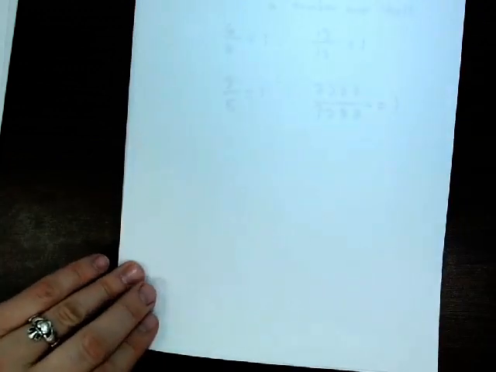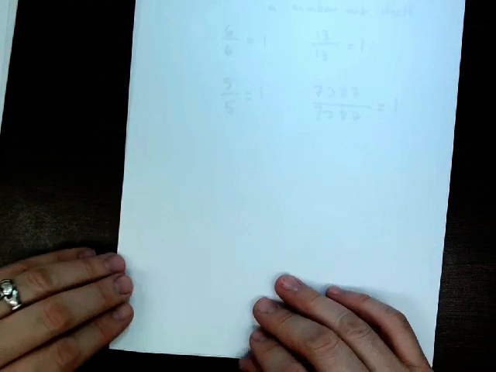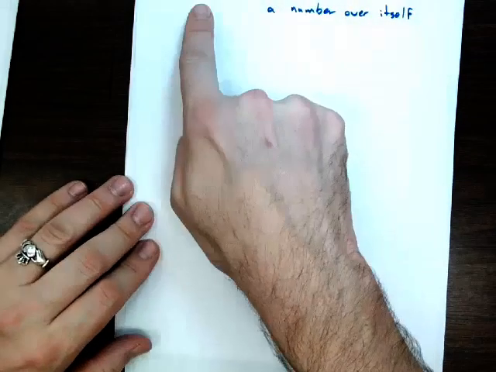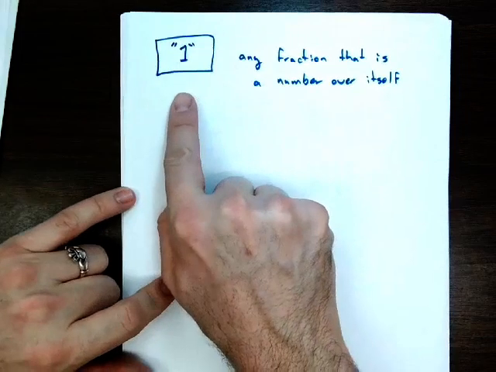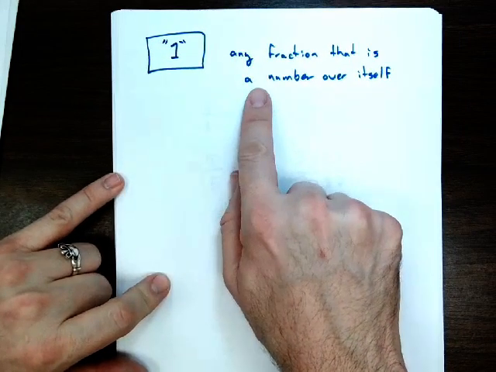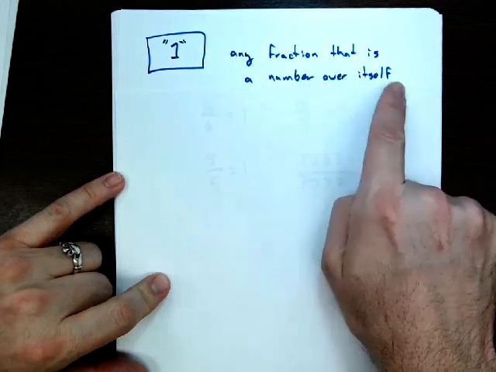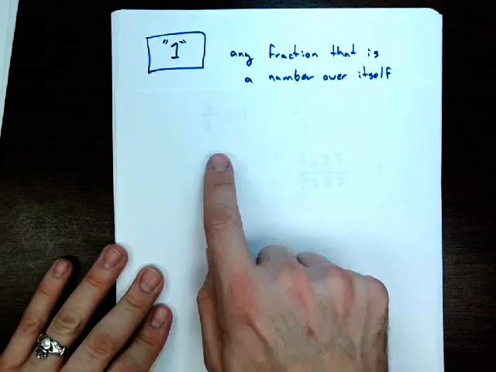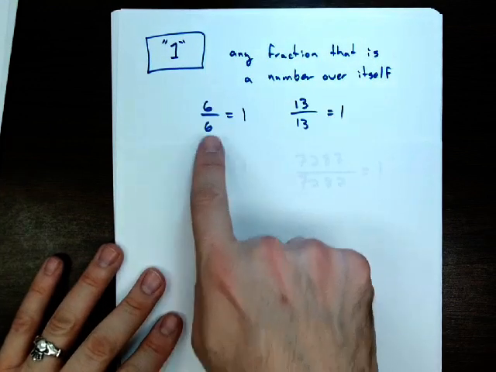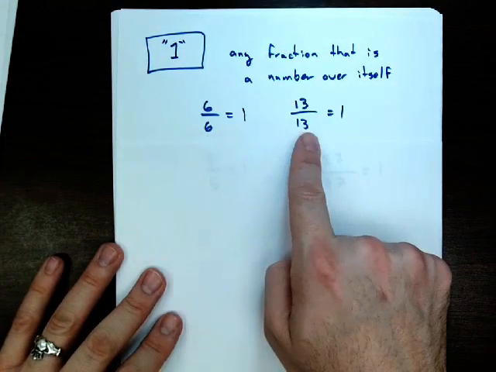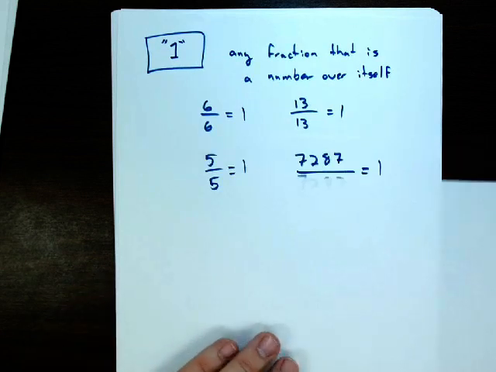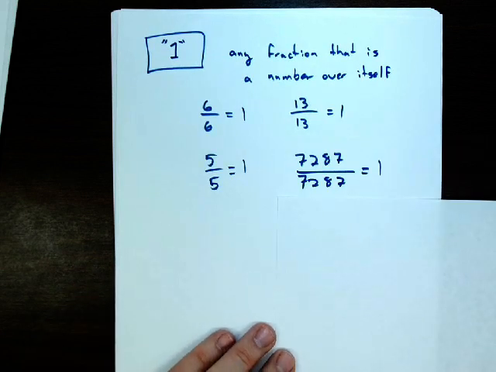Okay, last but not least, we have 1. Anytime we've got a fraction that is a number divided by itself, or a number over itself, that is going to be a number that is equivalent to 1. So 6 over 6 is equal to 1. 13 over 13 is equal to 1. 5 over 5 is equal to 1. Even 7,287 over 7,287 is equal to 1.